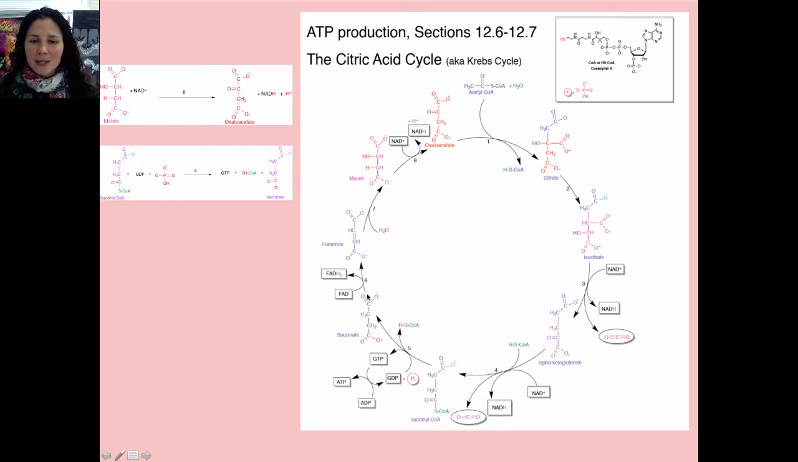In the following step, step 6, we produce an FADH2 molecule in going from succinate to fumarate. Once again, this is an oxidation reduction reaction. Step 7 is a hydration reaction where we're adding water across a double bond to break the double bond and make a single bond between these 2 carbons.